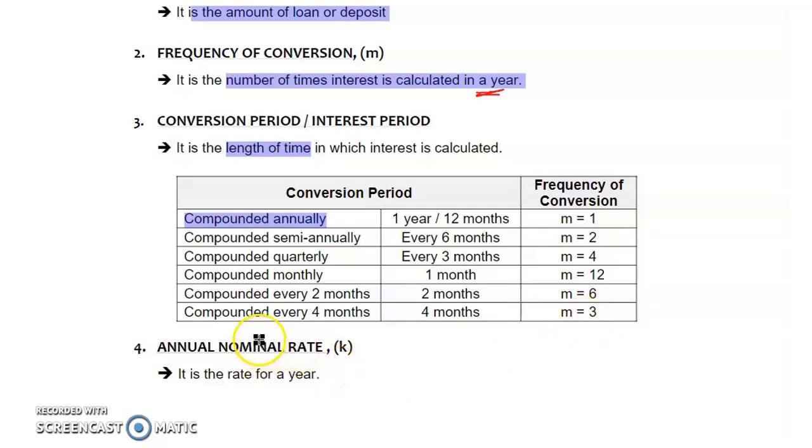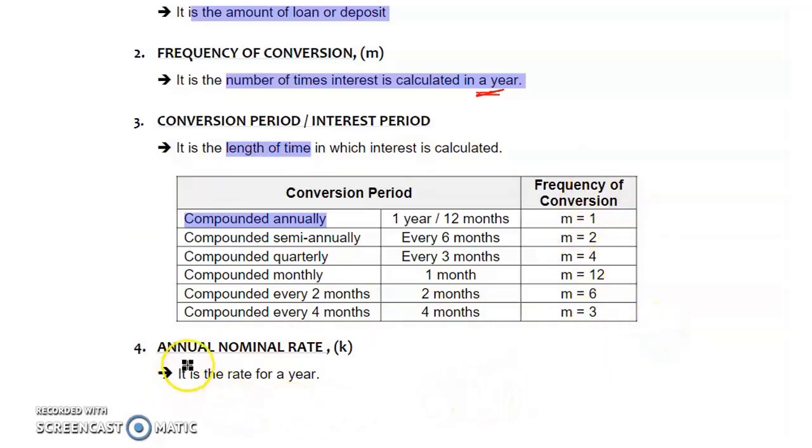Okay, and we have compounded every 4 months. For example, January, February, March, April: that is the first time interest is calculated. Then May, June, July, August, another 4 months: that is the second time interest is calculated. So within 1 year, if compounded every 4 months, M equals 3. We will calculate interest 3 times. After this, I will explain with a diagram the conversion period and its frequency of conversion.